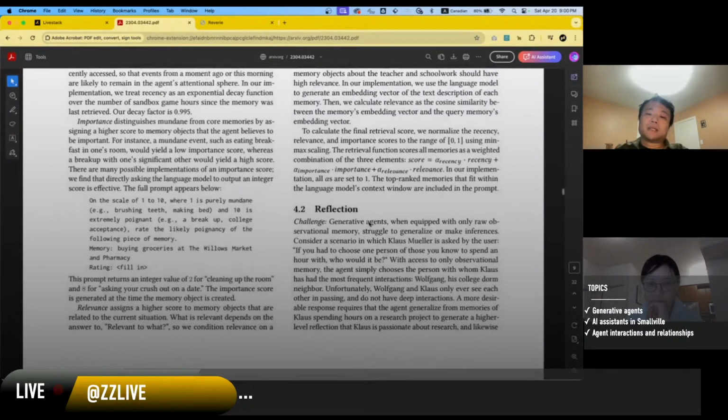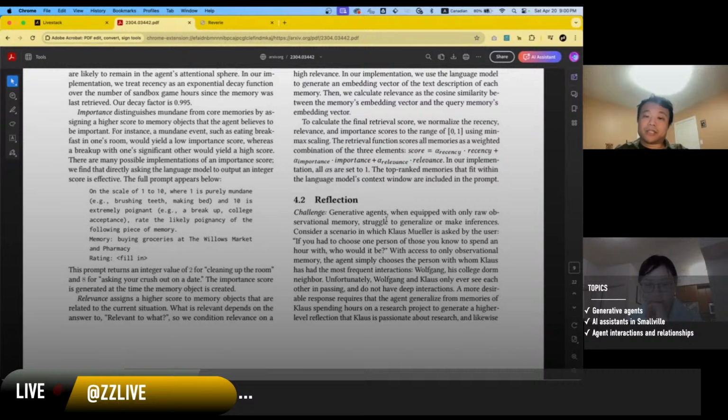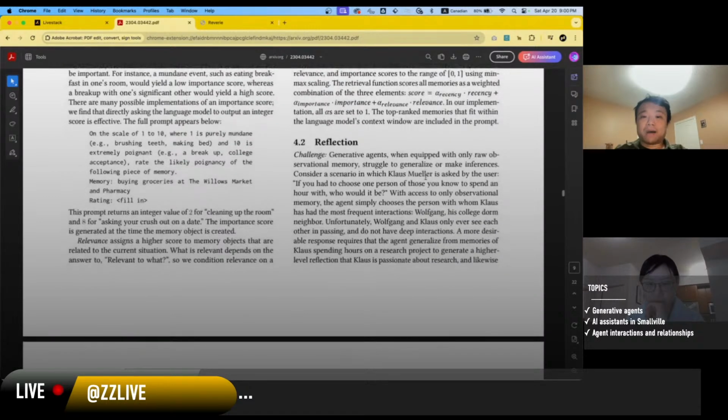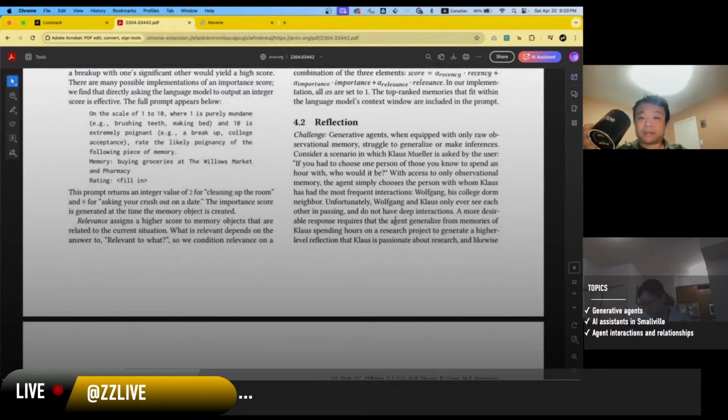Reflection. Challenge: generative agents. Okay, I think this is more important to us right now. Generative agents, when equipped with only a raw observational memory, struggle to generalize or make inferences. Consider a scenario in which Klaus Mueller is asked by the user, if you had to choose one person of those you like to spend an hour with, who would it be? With access to only observational memory, the agent simply chooses the person with whom Klaus has had the most frequent interactions, Wolfgang.